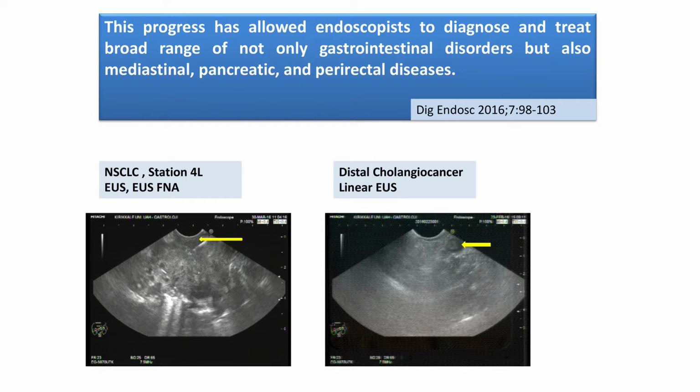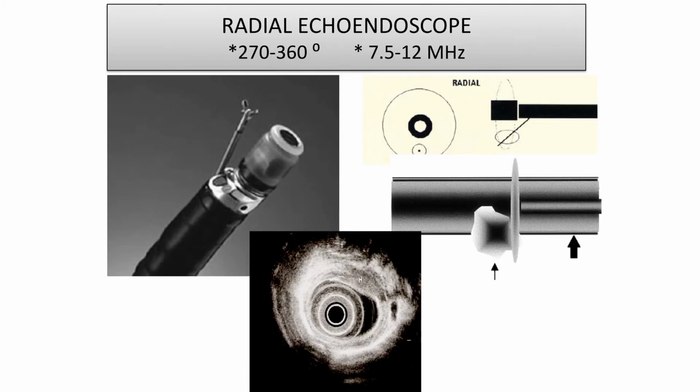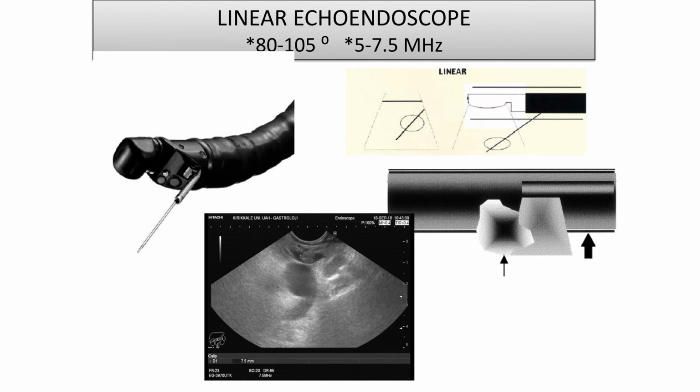Nowadays, from purely diagnostic imaging, it has progressed to include tissue acquisition, which provided the basis for therapeutic procedures. This progress has allowed endoscopists to diagnose and treat a broad range of not only gastrointestinal disorders, but also mediastinal, pancreatic, and perirectal diseases. As you can see, on the left side of the picture, non-small cell lung cancer staging, EUS and EUS-FNA. On the right side, distal cholangiocarcinoma, linear EUS imaging. We have a lot of endoscopes. For example, as you can see, a radial echoendoscope, a linear echoendoscope, and many high-frequency probes.